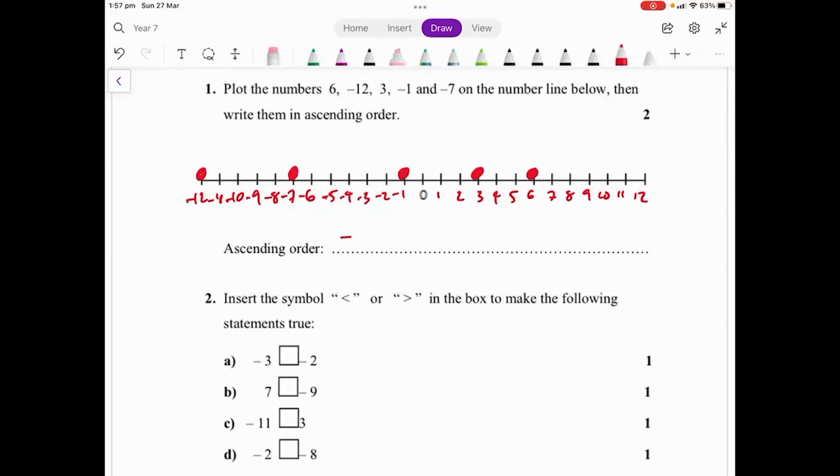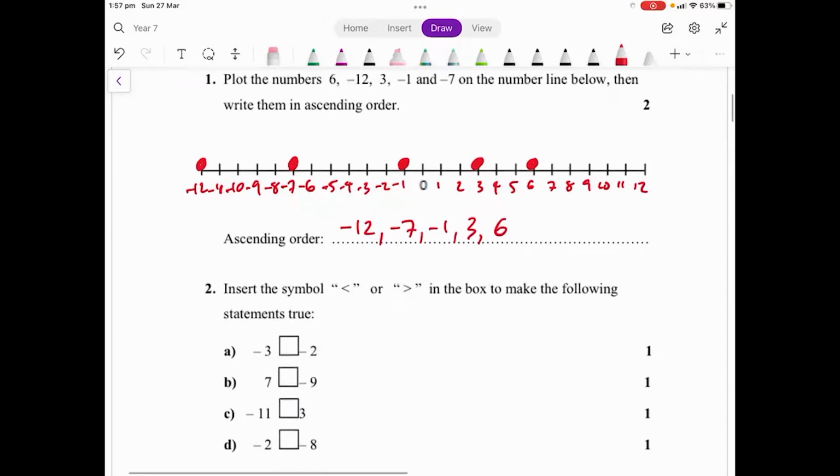Next question says, put those numbers in ascending order. That means smallest to largest. So we just work our way from left to right, and we write the numbers as they appear left to right on the screen. Question 2 is using less than or greater than.